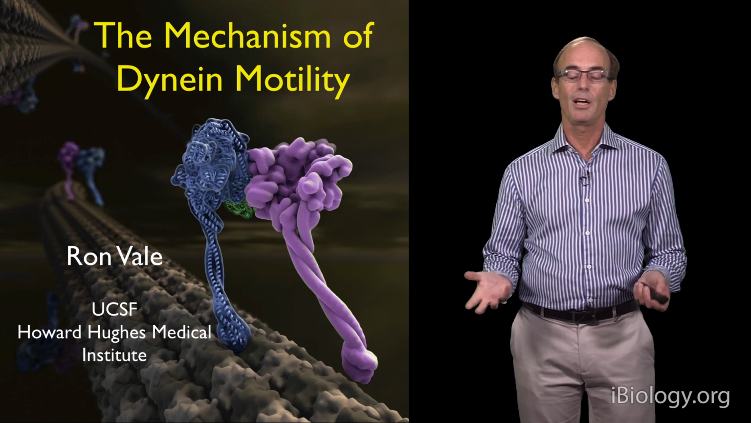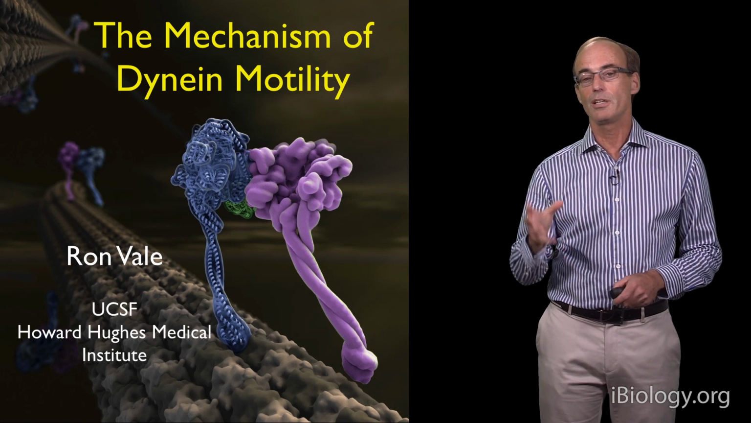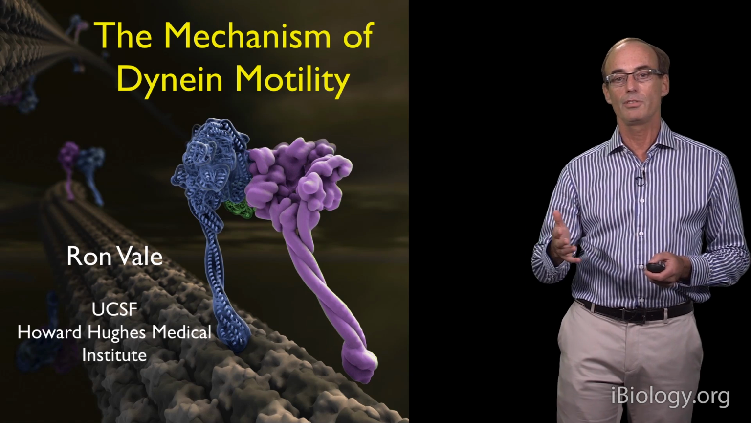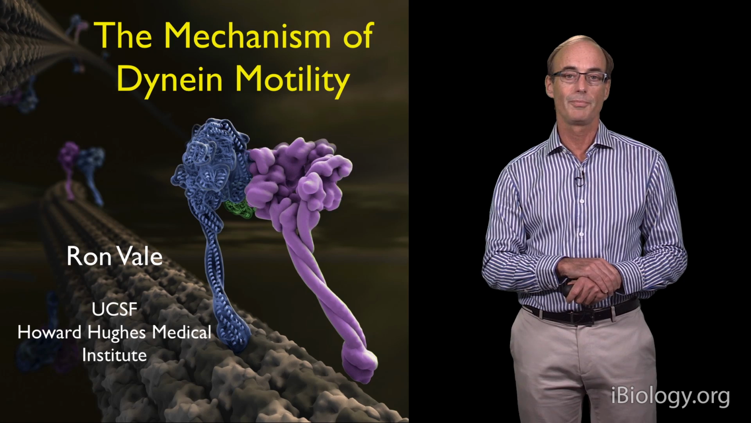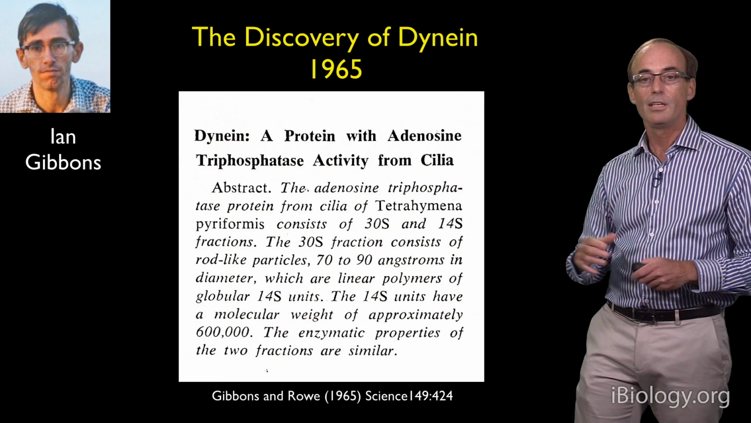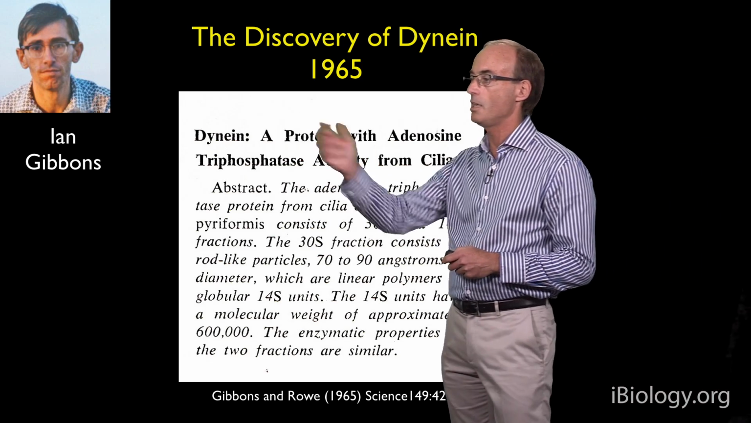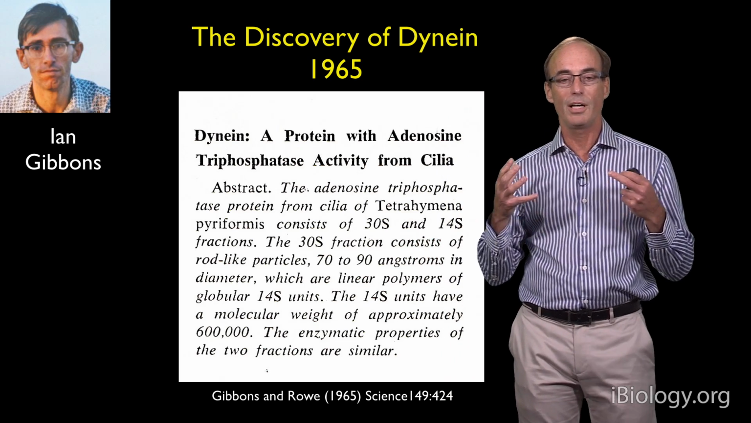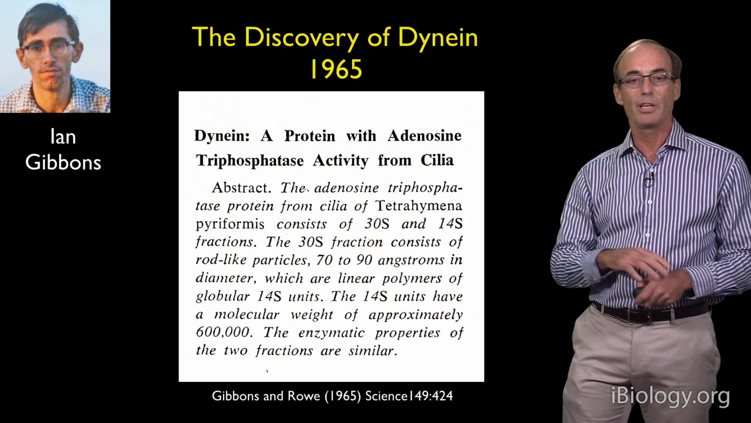In part one of my iBiology talk, I introduced biological motility, and I focused on the mechanisms of kinesin and myosin. And in this talk, I'd like to discuss our more recent research on the mechanism of Dynein motility. Now, this year, 2015, is the 50th anniversary of the discovery of Dynein, which was made by Ian Gibbons. And Ian described a new type of ATPase from cilia that was involved in powering its motility.